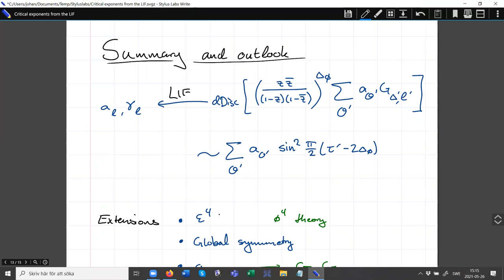Could you apply your ideas to, for instance, QCD-like theories near the Banks-Zaks fixed point, where you expand in how close you are to the free field fixed point?